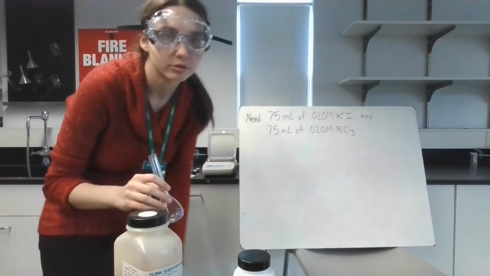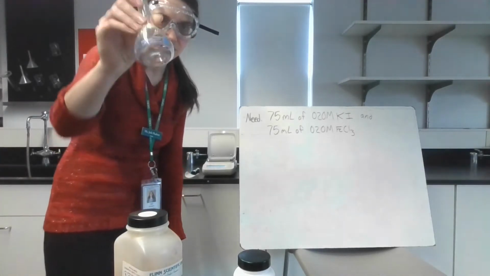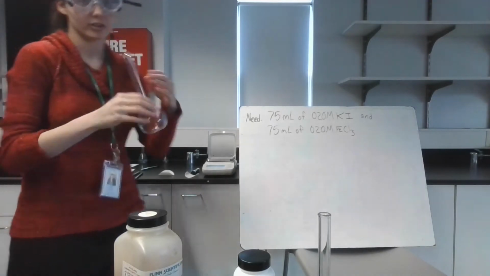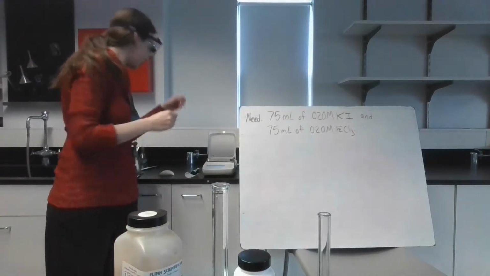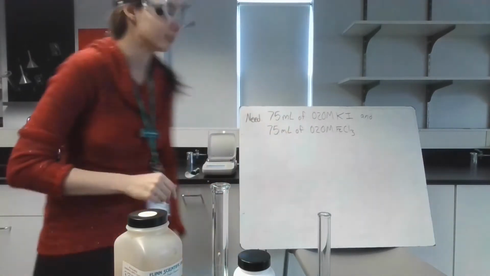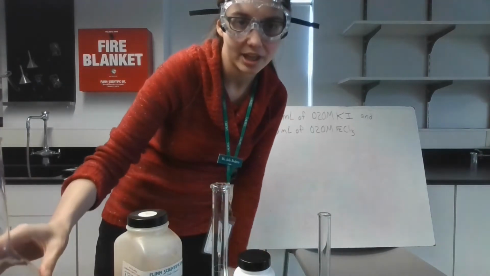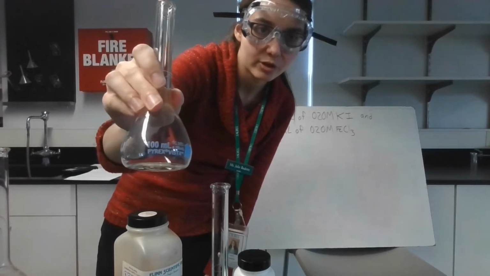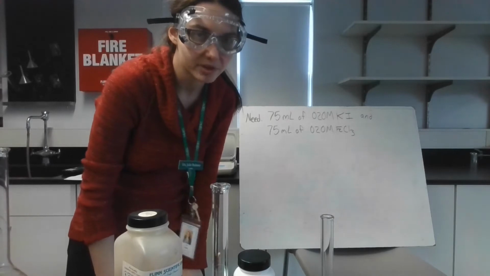So even though I only need 75 milliliters, I'm actually going to make 100 milliliters, because if you look, I've got this 100 milliliter volumetric flask, a 250 milliliter volumetric flask, and a 25 milliliter volumetric flask. And I've got an even bigger one, this 500 milliliter volumetric flask. So I can't make exactly 75 milliliters, but I can make 100 milliliters, and that'll be more than enough for this experiment. Next I'm just going to calculate how many grams of each thing I have to put in here.